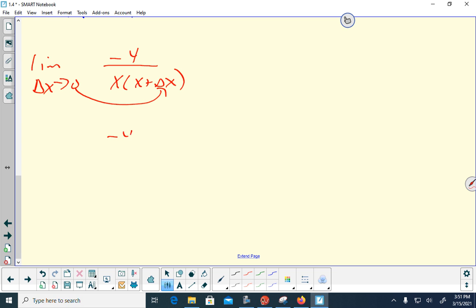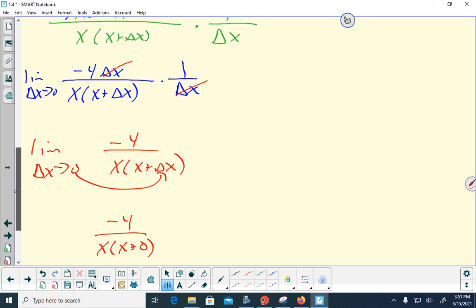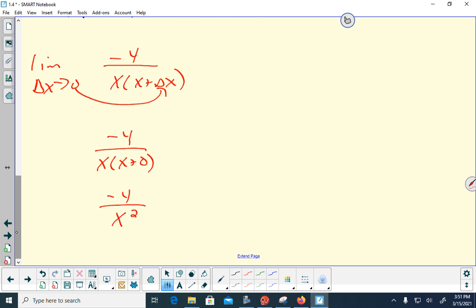So I'm going to have negative 4 over x times x plus 0. So I'm going to end up with negative 4 over x squared. And that's it. That's what I got. I'm leaving it like that. I'm not finding a value, I'm finding an equation. Actually, what you did is you found your first derivative, but we'll talk about that more later. But that is how you leave it. That is your final answer.